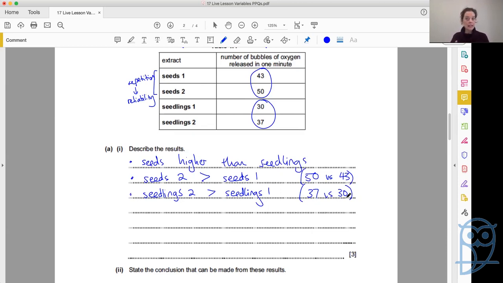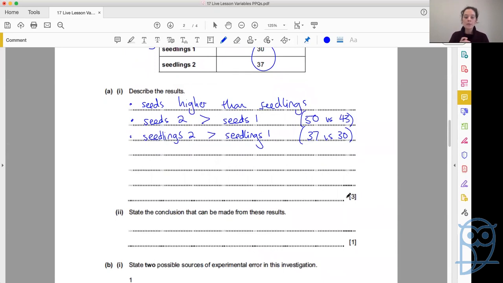So you're actually catching more of the oxygen for measurement. So you're not losing so much. So just keep all these sort of things in the back of your head. Okay, state the conclusion that can be made from these results.